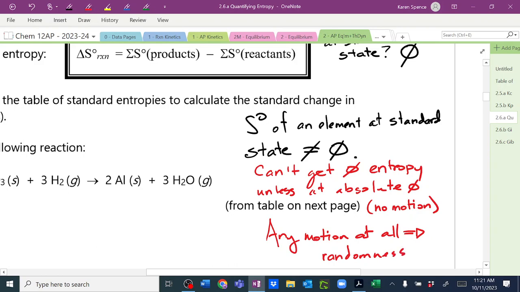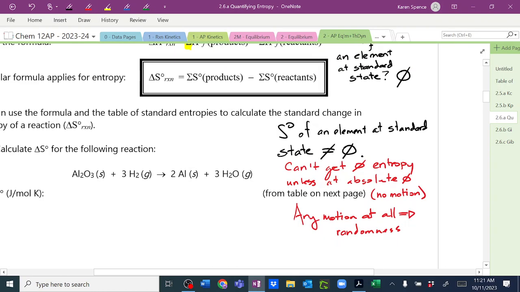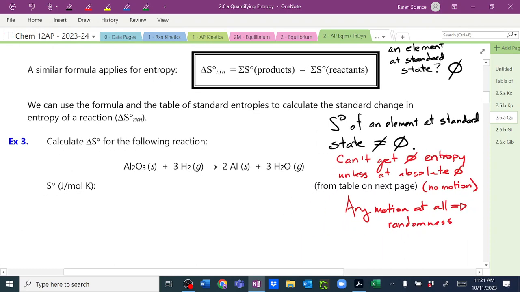Okay, so you guys can try this question here using the S values from the next page.